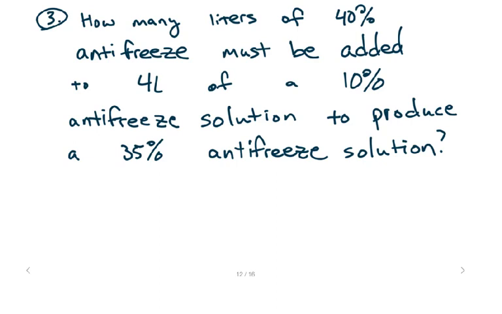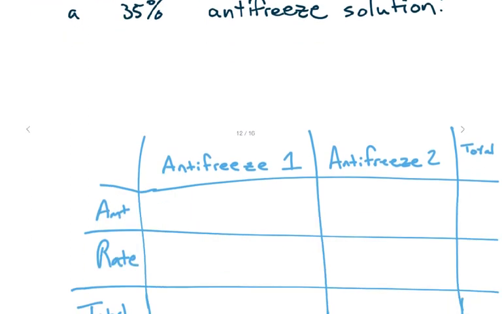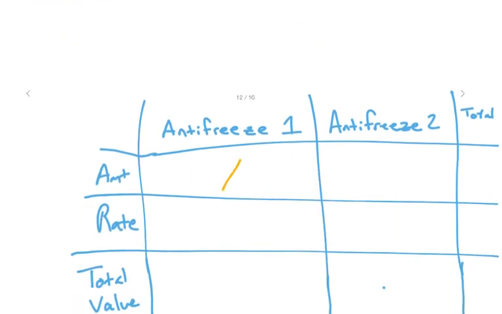How many liters of 40% antifreeze must be added to 4 liters of a 10% antifreeze solution to produce a 35% antifreeze solution? So just like before, pause the video, give it a shot, and we'll talk about it. So let's assume that you've given it a go. Let's see what we've got to do here. So it says how many liters of a 40% antifreeze. So how many liters of a 40%? So we're looking for one of them.